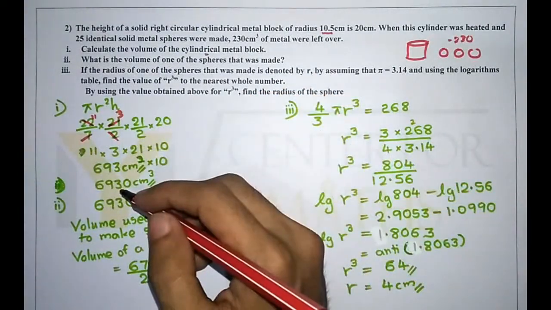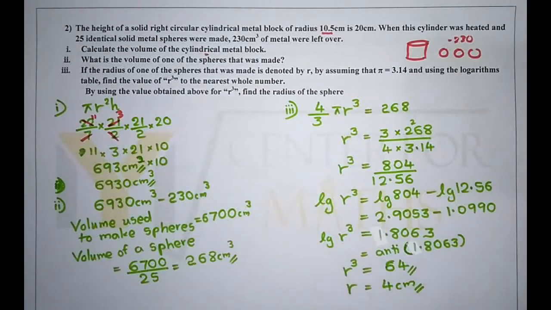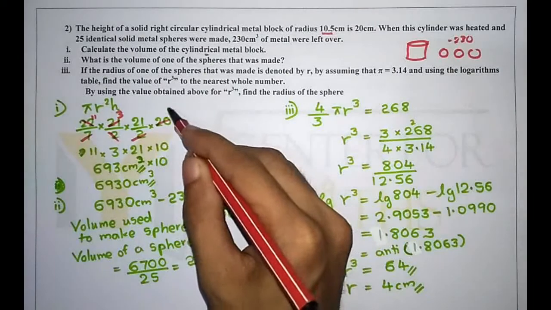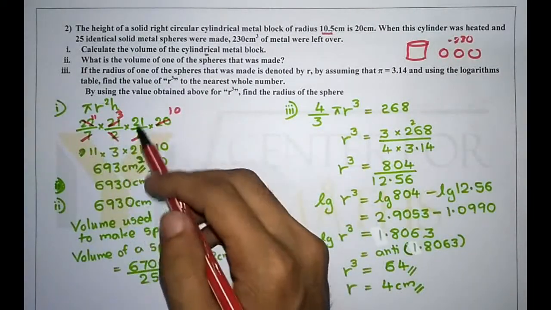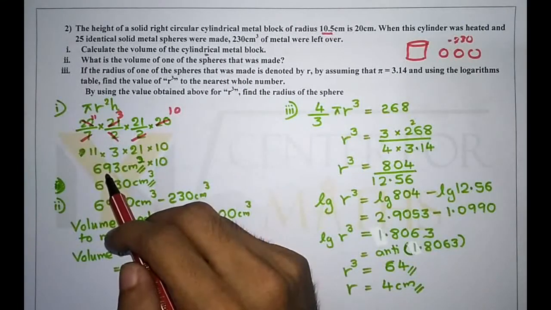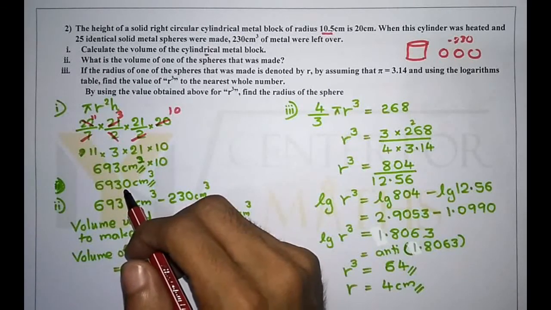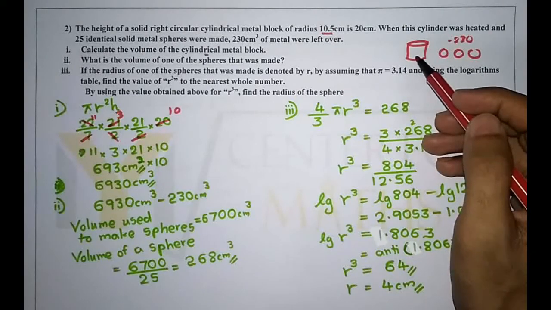Okay, that's it. And now you all can see that 2 to 20 also can cancel, then it's 10. So we'll write the remainders 11, 3, 21 and 10. Now 11 3s is 33, 33 21s is 693. If we multiply by 10, we will get 6930 centimeter cube. So that's the volume of this cylinder.